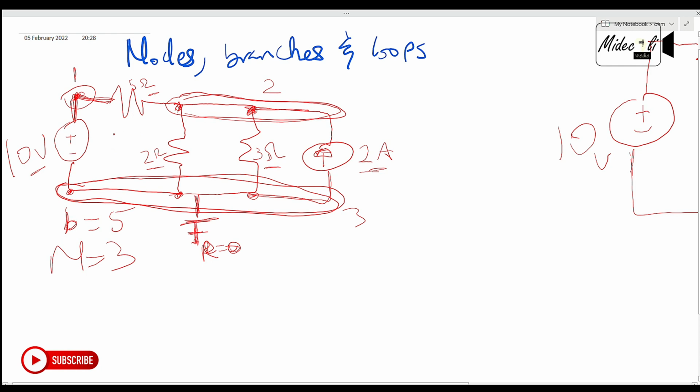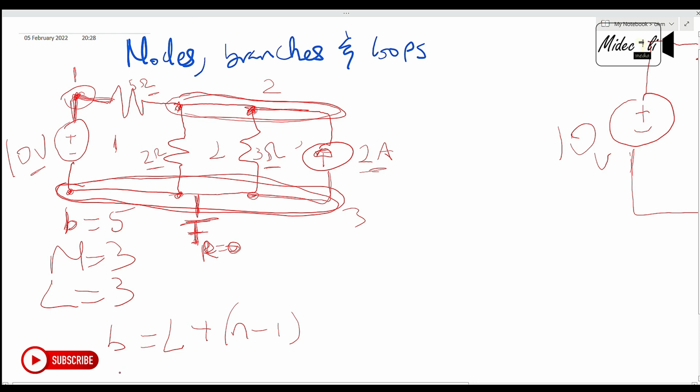Then loop, remember I said, is a closed circuit. So this is first loop, second loop, and third loop. So we have 3 loops. There's an equation we use to confirm our selection, which is branches B is equal to loops plus nodes minus 1.